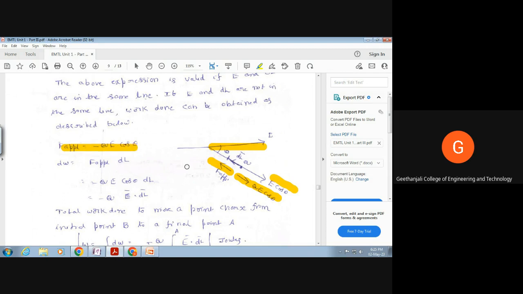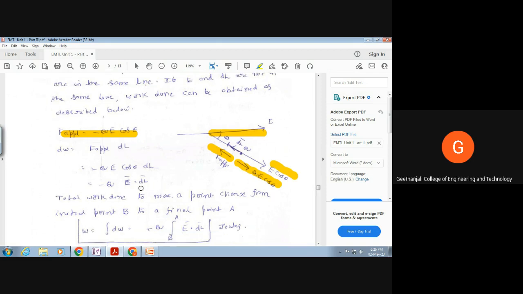And apart from that, if I want to move this charge through a differential length dl, what is the work done? Differential work done is equal to F applied multiplied by dl. So minus QE cos theta into dl. So this is E into dl into cos theta. It is of the form AB cos theta. So I can write this as minus Q E dot dl, where theta is the angle between E and dl. So if this is the differential work done to move Q coulombs of point charge through a differential length dl, this is the expression.